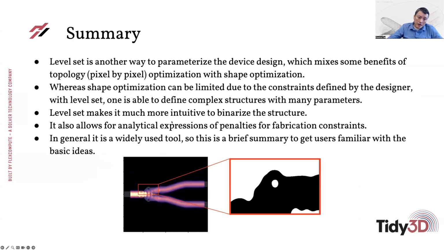So to summarize what we talked about here, we discussed the level set method, which is another way to parameterize the device design. And as I mentioned, they tend to produce structure that are richer compared with the mere shape optimization, but are generally smoother as compared to some of the pixel by pixel topology optimization. And it also, in this case, directly generates a binary structure, consisting only of, for example, silicon and air.